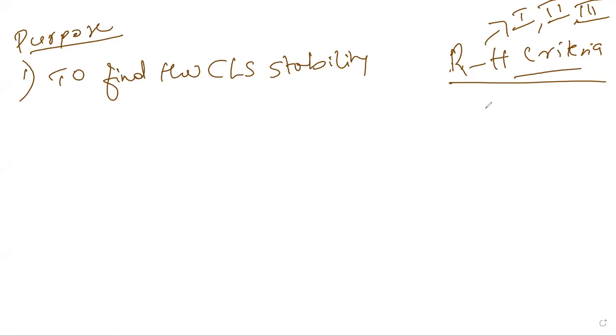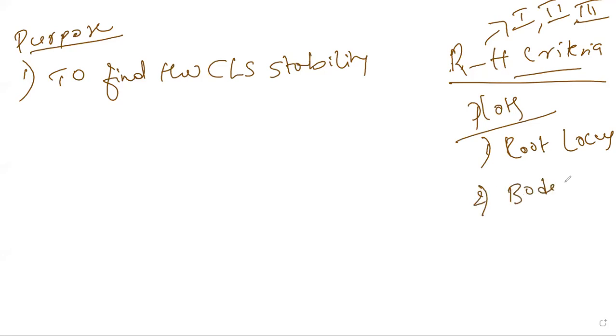So now it's time to discuss some plots. We have different plots. Root locus is the first one. We have the Bode plot. We have the polar plot and the Nyquist plot.